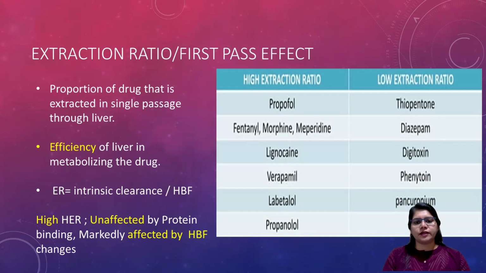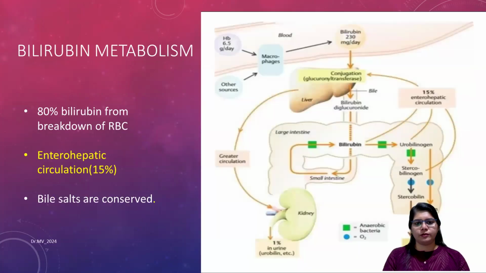There are a few drugs with high extraction ratio like propofol, fentanyl, morphine, meperidine, verapamil, labetalol, all those beta blockers. And low extraction ratio drugs are thiopentone, diazepam, digitoxin, and so on. The drugs with high hepatic extraction ratio are unaffected by the protein binding. They are only affected by the changes in the hepatic blood flow.